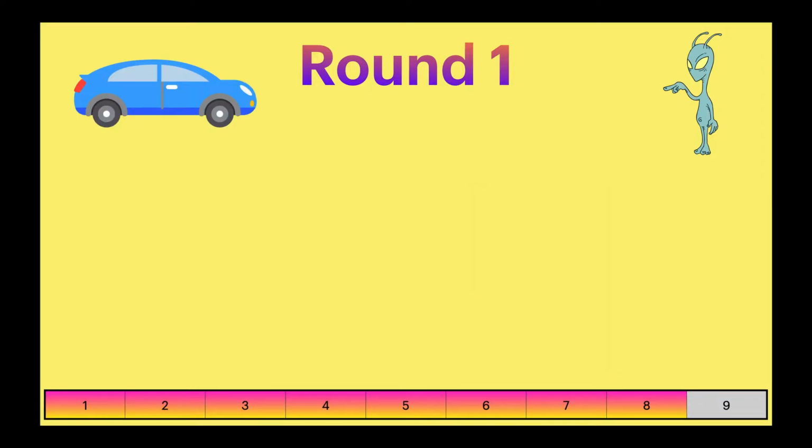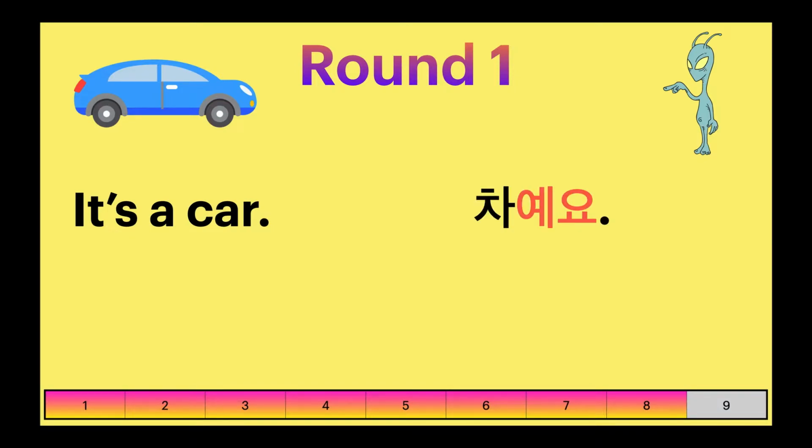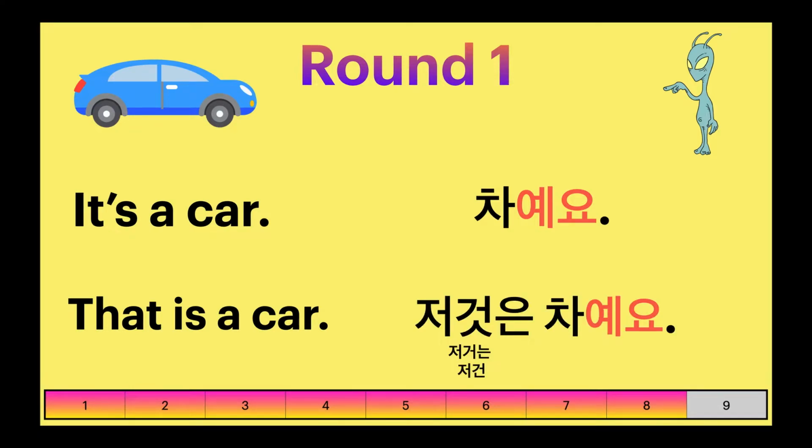저건 뭐예요? It's a car. 차예요. That over there is a car. 저것은 차예요.